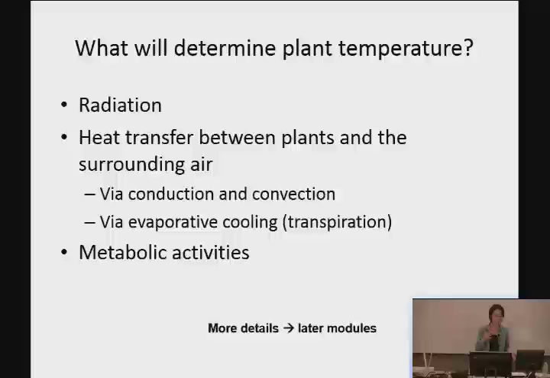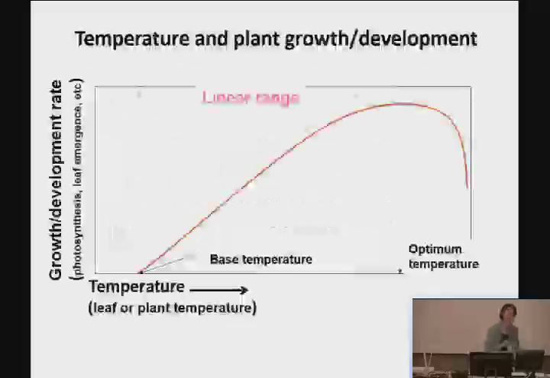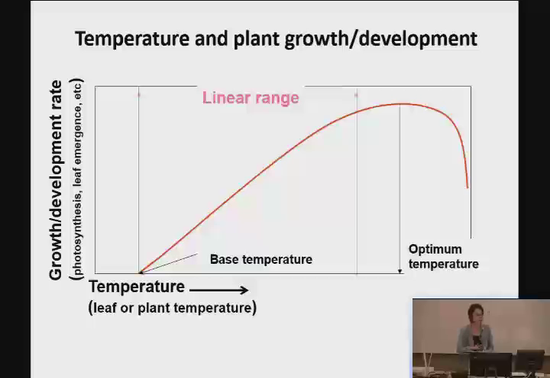And this understanding is going to be enriched in the section on energy balance, leaf energy balance. That is another milestone lecture for you guys. So I'm not going to talk about the details of those factors today, okay? But I'd like to talk about the general response of plants to temperature. This is, again, just like photosynthesis, but a simplified version of the temperature response of plant growth and development rate.